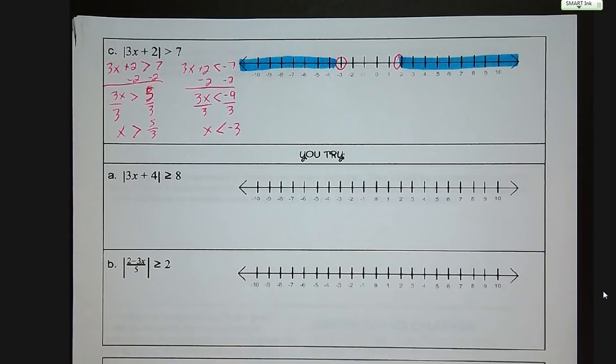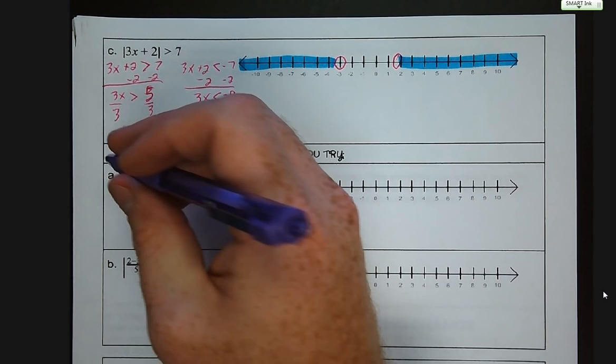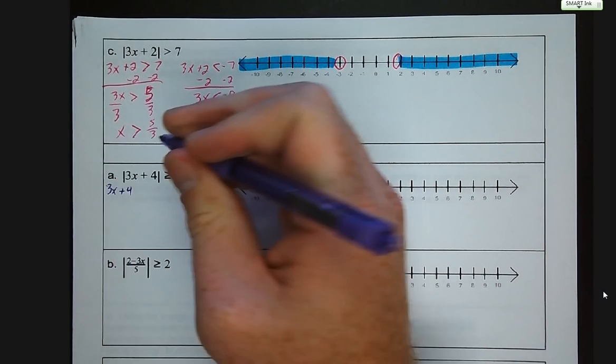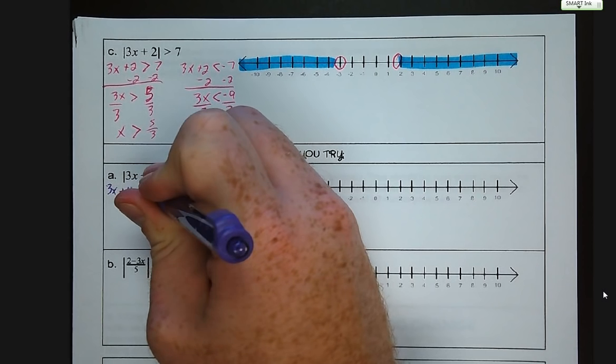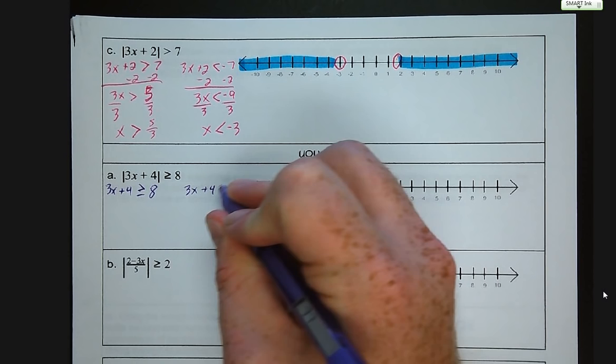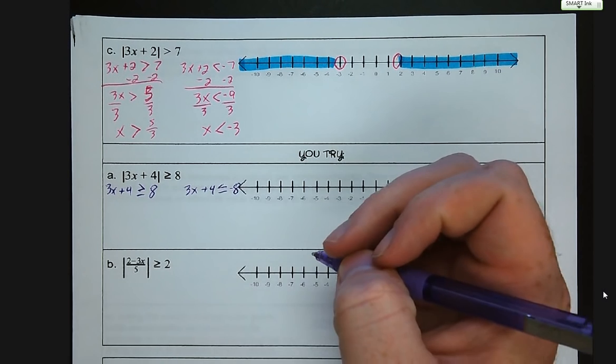So |3x + 4| ≥ 8. We have that one already isolated, so we can separate them into our pieces. 3x + 4 ≥ 8, and 3x + 4 ≤ -8. So we're going to solve that.